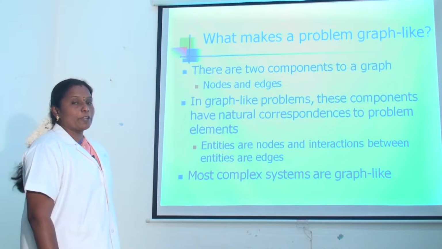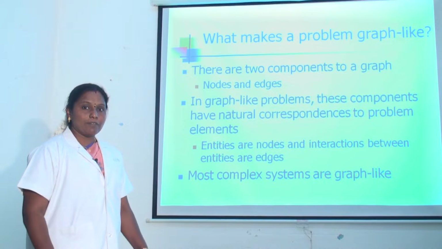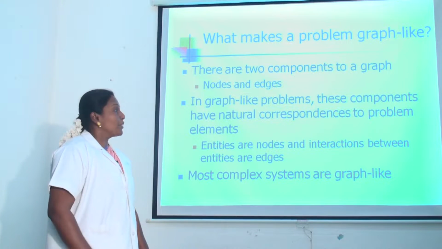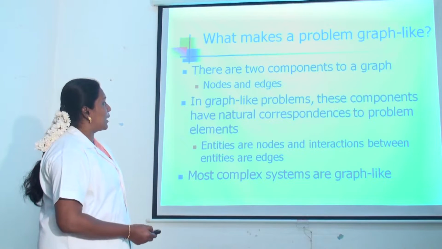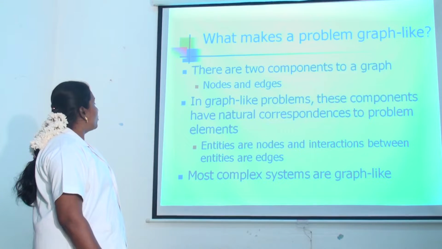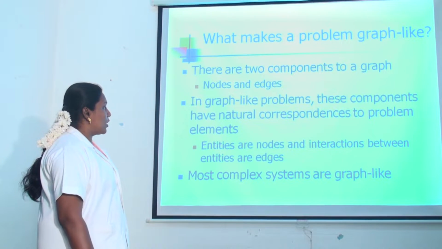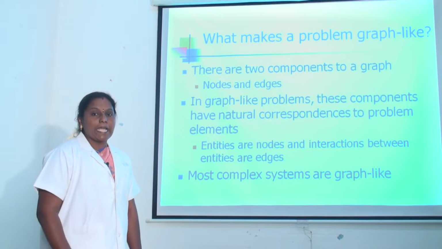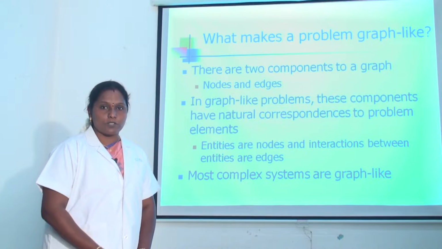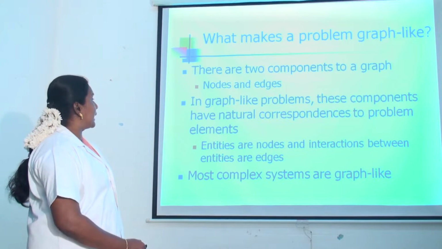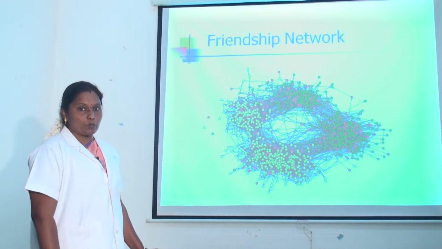There are two components of a graph. We already know that the components are nodes and edges. In graph-like problems, these components have a natural correspondence to problem elements. Entities are nodes, and interactions between entities are edges. Most complex systems are graph-like, for example the friendship network.